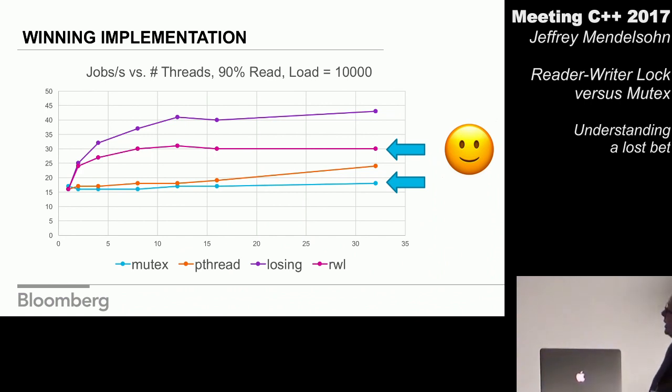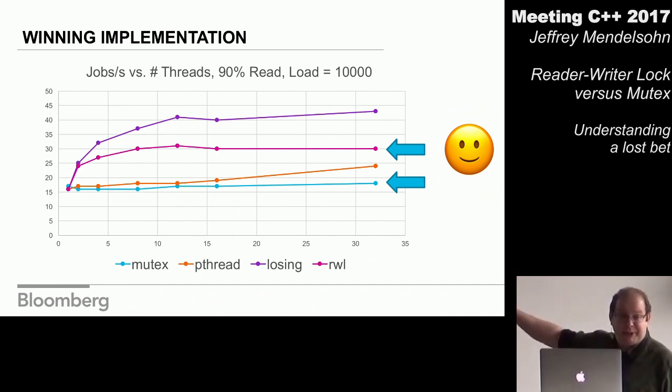We are outperforming mutex, where the magenta line. However, and I don't know what the right word is, interesting: the other implementation is outperforming us. The losing implementation is outperforming us on this particular workload.